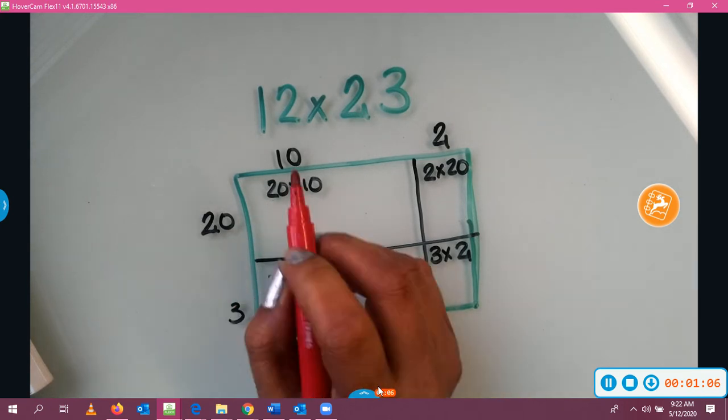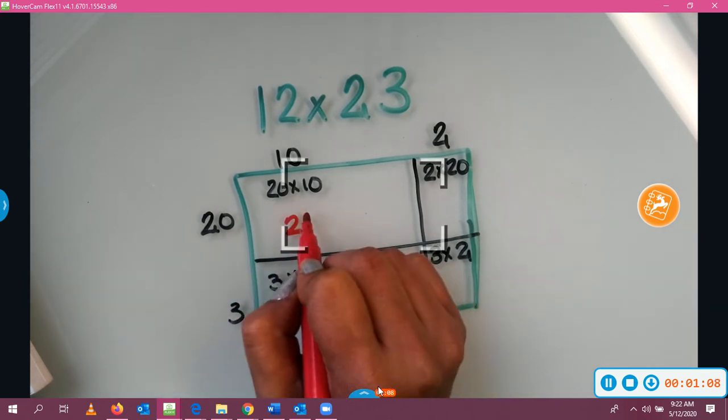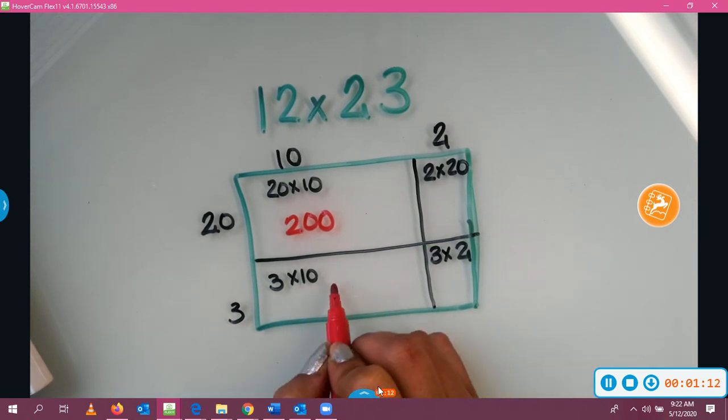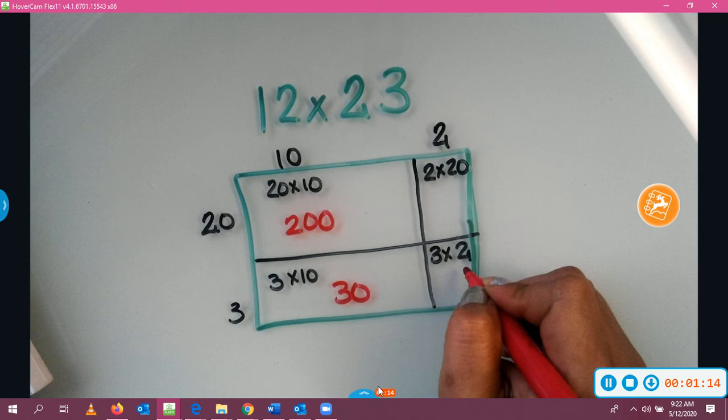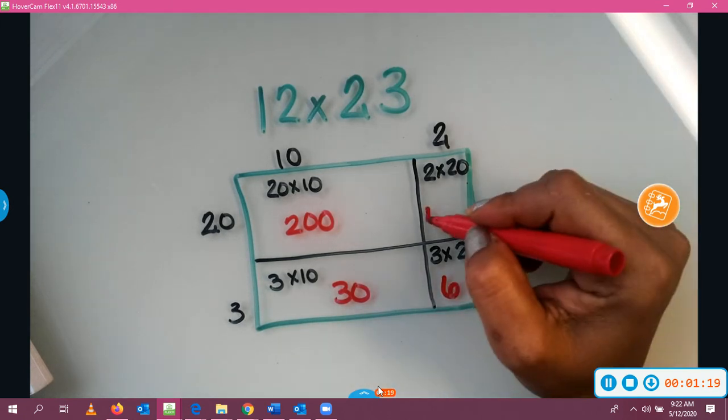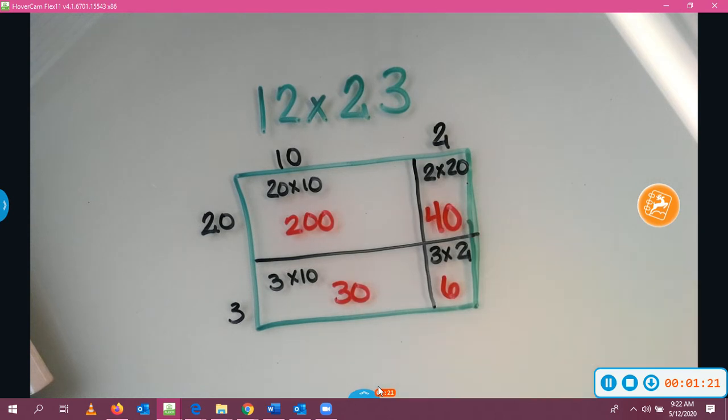2 times 1 is 2. You're going to add 2 zeros. 3 times 10 is 30. 3 times 2 is 6. 2 times 2 is 4. And I'm going to add the 0. The next thing we do is, you guessed it, we're going to add the boxes.